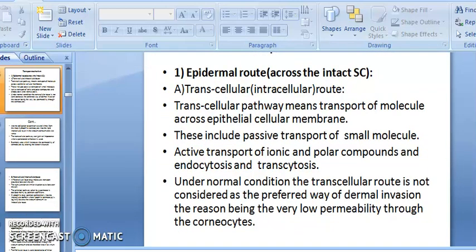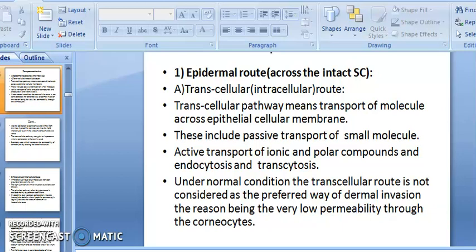Then we will discuss the epidermal route, or across the intact stratum corneum. Epidermal route: transcellular and intercellular routes. The transcellular pathway means transport of molecules across the epithelial cell membrane. They go across your epithelial cell, and this leads to penetration. These include passive transport of molecules.